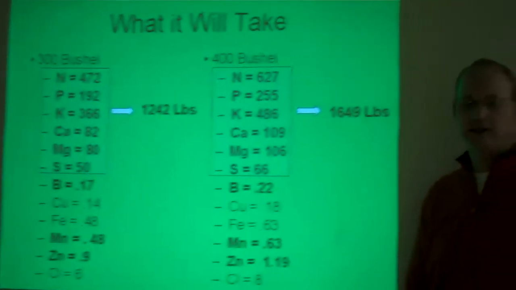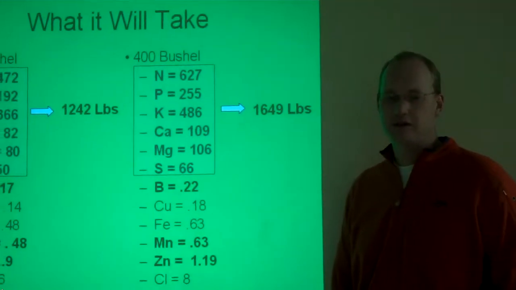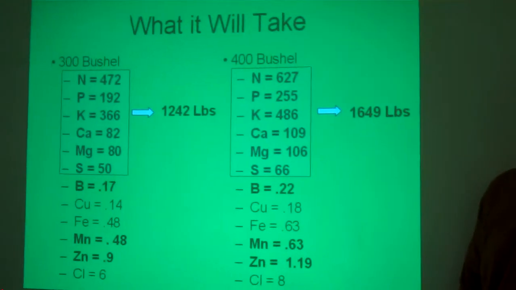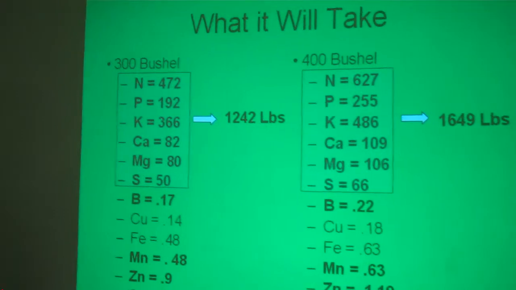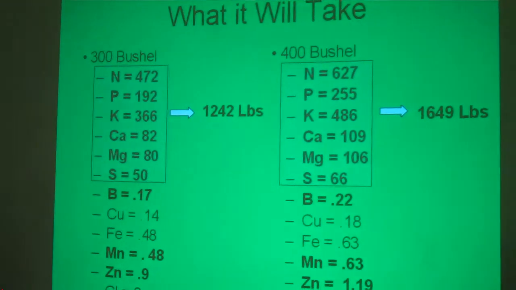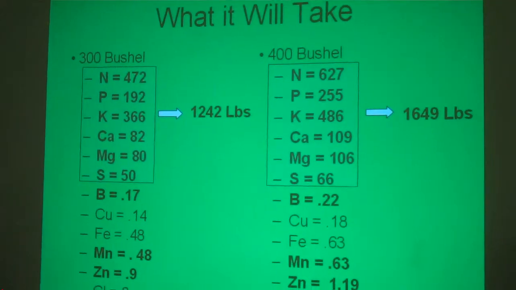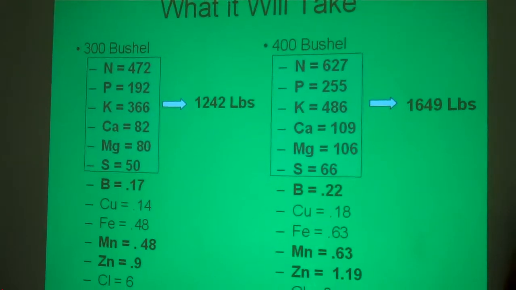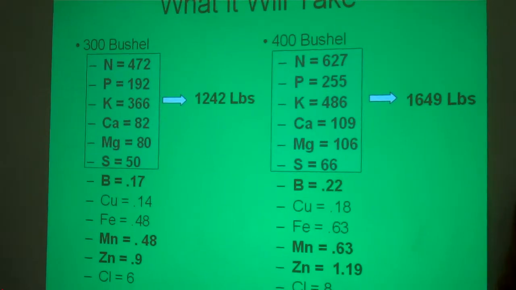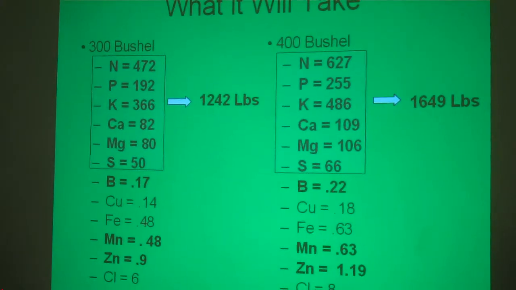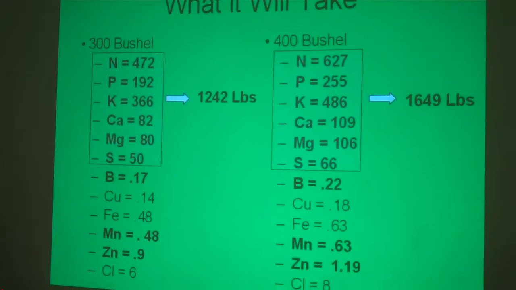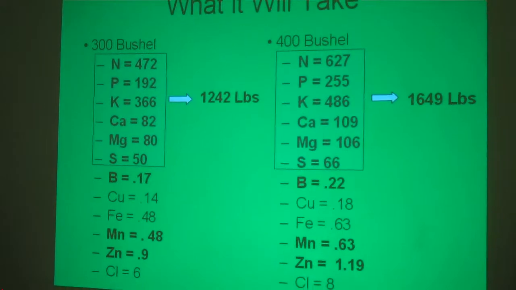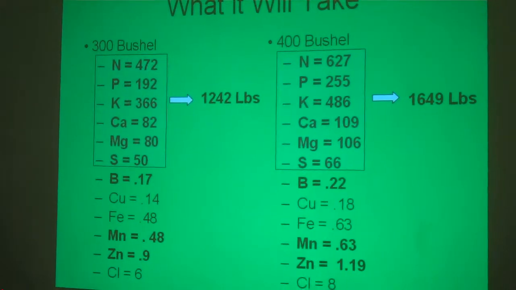Well, this is a little different than what we've been used to on the 200 bushel corn, but as you can see, raising these 300 and 400 bushel corn crops takes quite a bit more nutrients. We're looking at upwards of 400 to 600 pounds of nitrogen and also close to 200 to 250 pounds of P, 366 and 486 pounds of K, just in the primary nutrients.